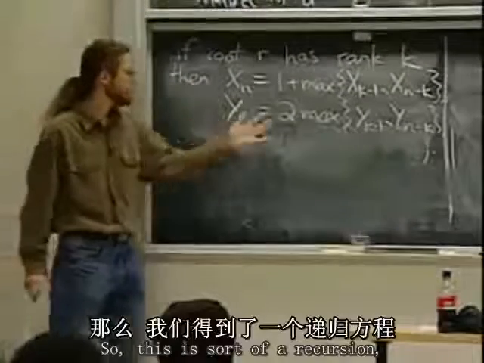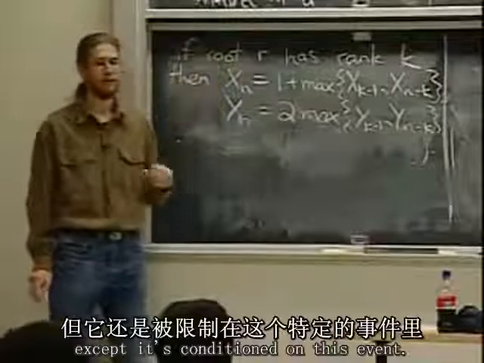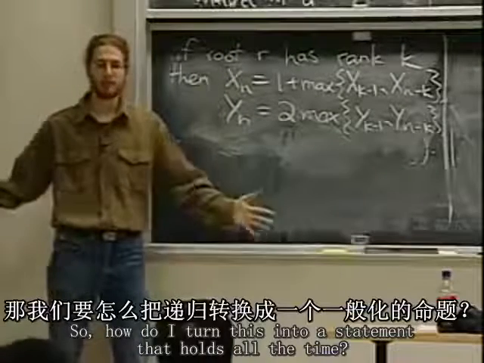So this is sort of a recursion, except it's conditioned on this event. So how do I turn this into a statement that holds all the time?